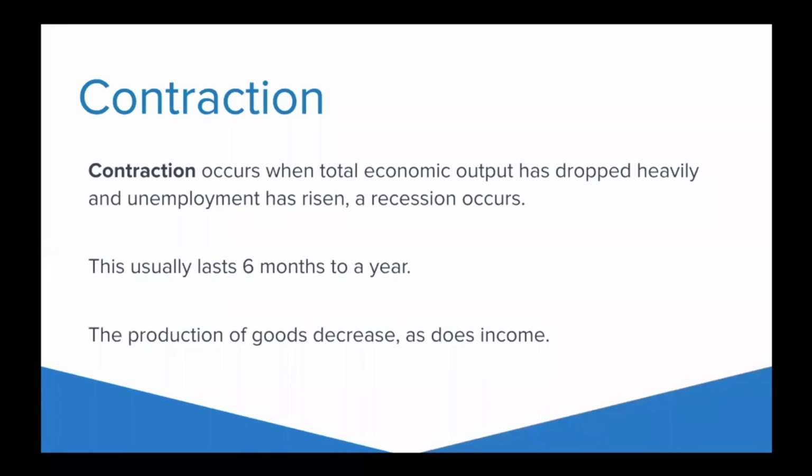Contraction occurs when total economic output has dropped heavily and unemployment has risen. A recession occurs. This usually lasts 6 months to a year. The production of goods decreases, as does income. When unemployment has risen, people are more likely to save their money during hard times. The lack of money circulating across the economy is what creates a recession.